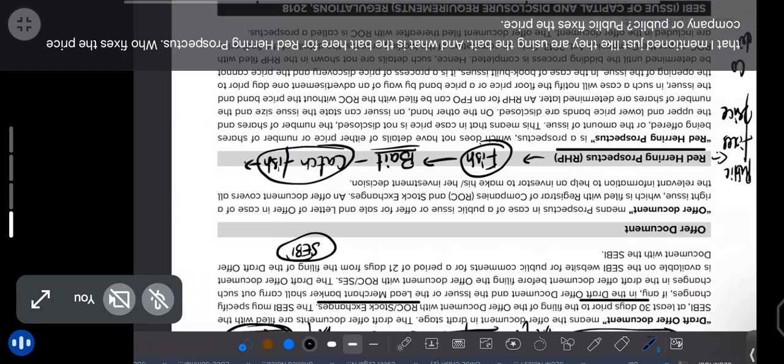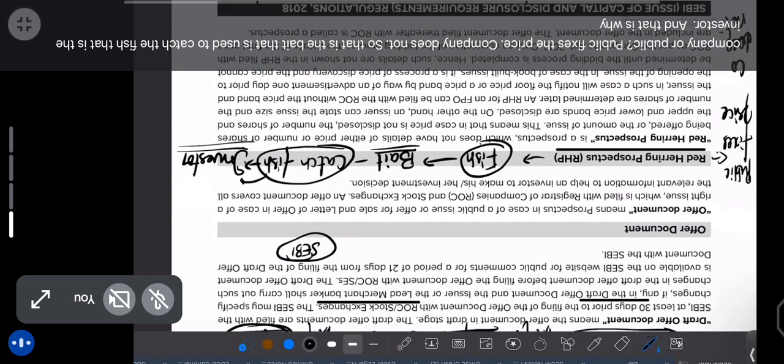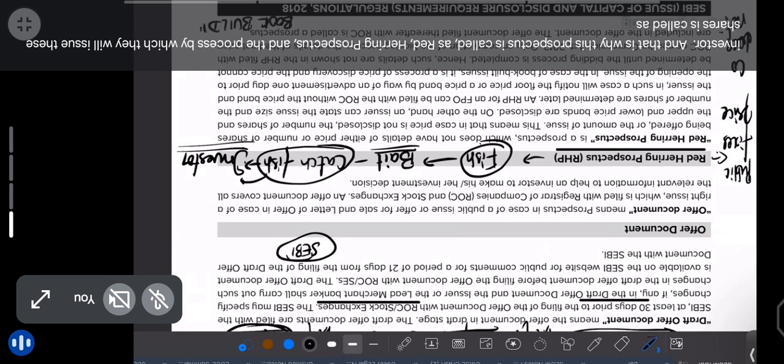Just like they are using the bait. And what is the bait here for the red herring prospectus? Who fixes the price, company or public? Public fixes the price. Company does not. So that is the bait that is used to catch the fish. That is the investor. And that is why this prospectus is called the red herring prospectus. And the process by which they will issue these shares is called the book building process. That is when red herring prospectuses are issued.